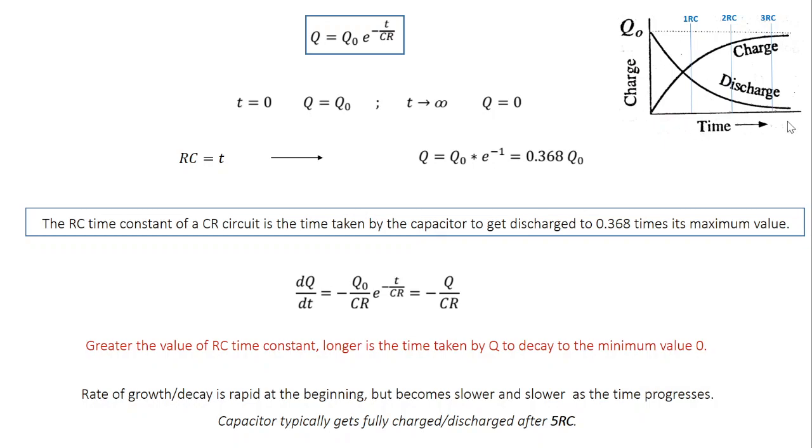So as the time increases, the amount by which the current grows or decays decreases. So the rate of growth or decay is rapid at the beginning, but it becomes slower and slower as the time progresses. So usually it takes around 5 RC for a capacitor to get fully charged or discharged.